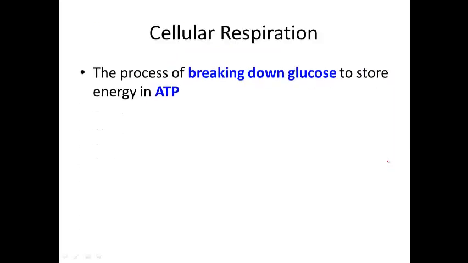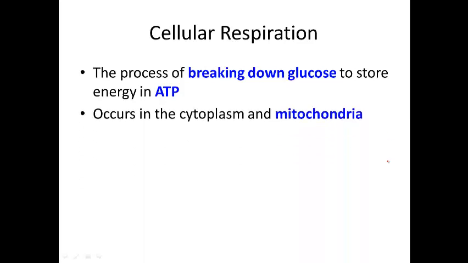Cellular respiration is the exact opposite. We just made glucose in photosynthesis, and now in cellular respiration, we're going to be breaking that glucose down to make it into a form that our cells can use, which is ATP. This occurs in the cytoplasm, but mostly inside of the mitochondria.